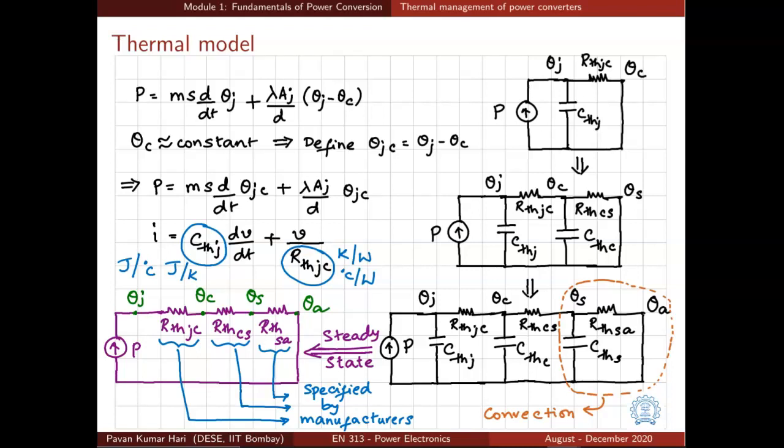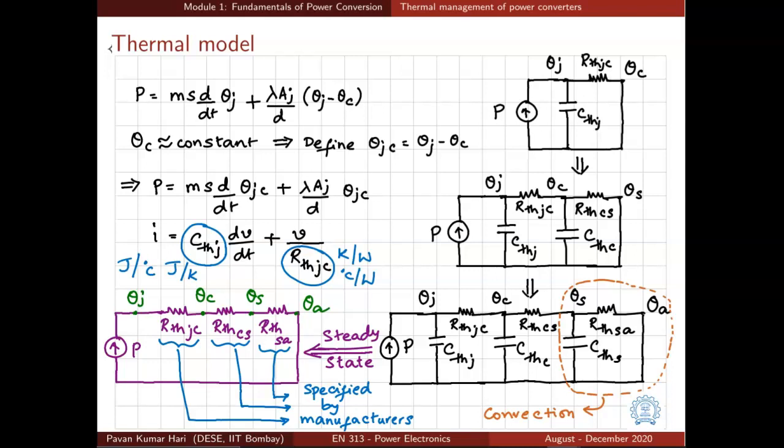And then the heat sink thermal resistance RthSA, that is again specified by the manufacturer. In fact, some manufacturers give the variation of RthSA against different convection conditions. So natural convection, what will be the thermal resistance, and forced convection with a particular flow velocity, and when the airflow velocity is increased, what will be the thermal resistance. All these data will typically be given by the manufacturer.